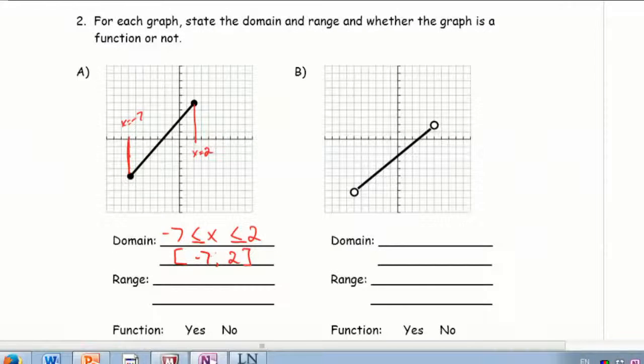My y values are going to be, there's my largest y value, there's my smallest. Negative 1, 2, 3, 4, looks like negative 5. 1, 2, 3, 4, 5. So I'm going from negative 5 to positive 5. My y values are going to be greater than or equal to negative 5, less than or equal to positive 5. As a set, negative 5, positive 5, square brackets.